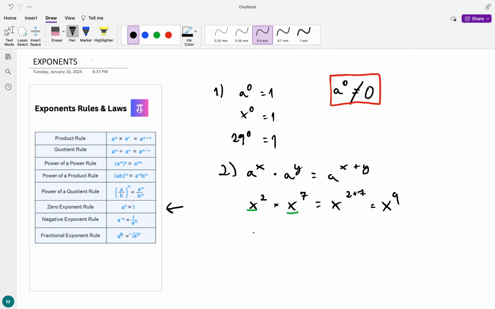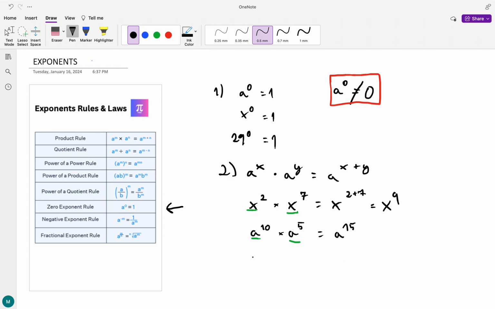Let's do one more example. Let's do a to the power of 10 times a to the power of 5. Okay, so you are not going to multiply 10 times 5. You are always going to add, right, if there's a multiplication of the same bases. So it's a to the power of 15.